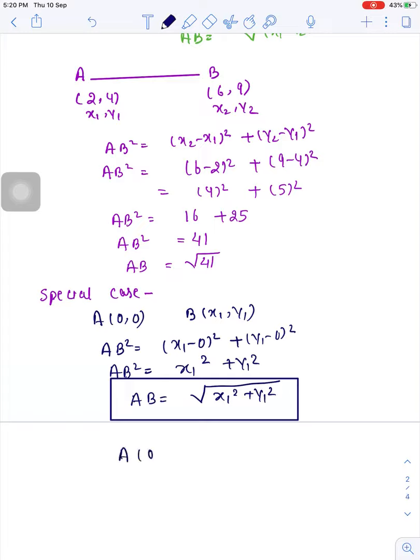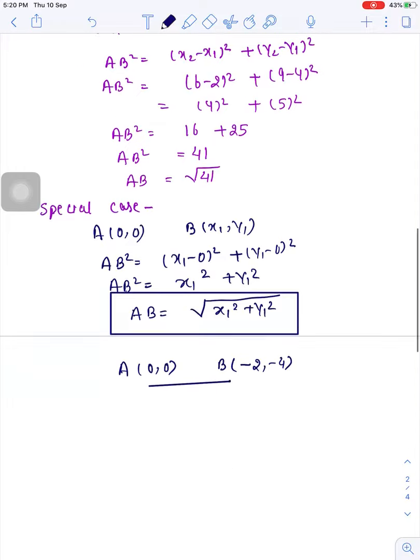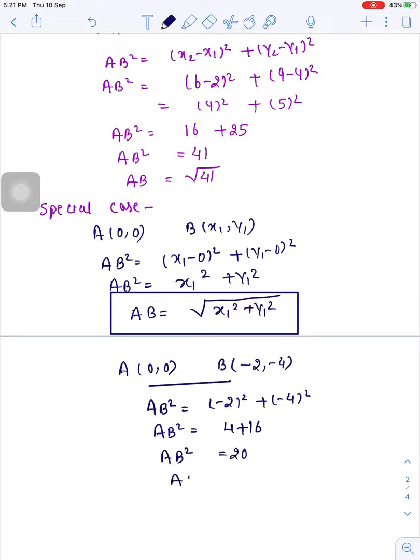A whose coordinate is 0, 0, and we have a point B whose coordinate is -2 comma -4, and if you need to calculate the distance between these 2 points, what you have to do is you can write AB square is equal to -2 square plus -4 square. So what we have got, AB square is equal to 4 plus 16. So AB square is equal to 20. So AB is equal to under root 20. So AB is equal to, you can see what we have got, 2 root 5 unit.